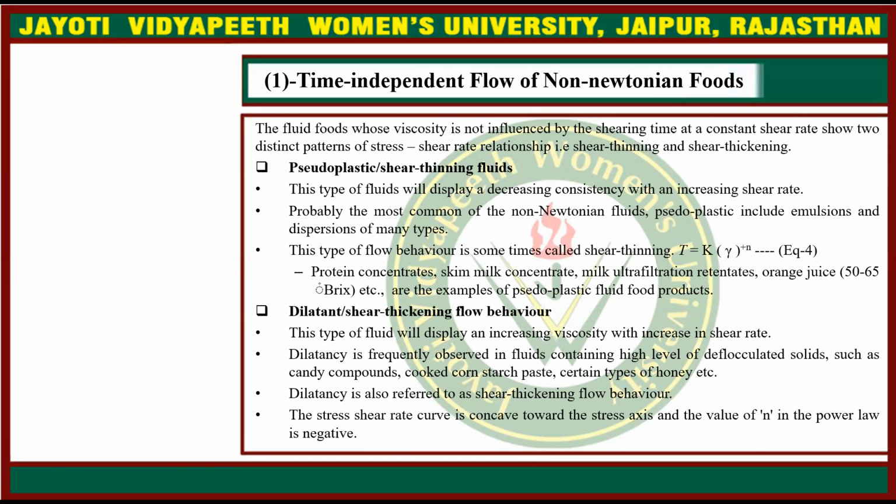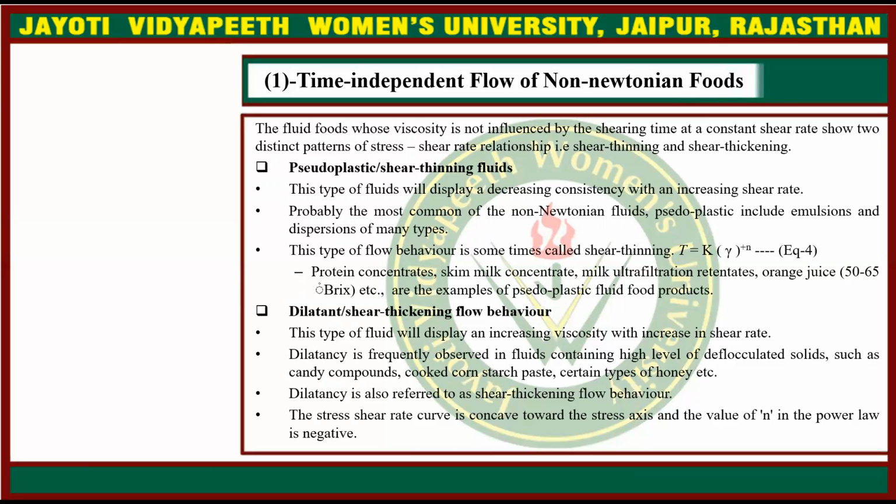Pseudoplastic shear thinning fluids: this type of fluid will display a decreasing consistency with an increasing shear rate. Probably the most common of the non-Newtonian fluids, pseudoplastics include emulsions and dispersions of many types. This type of flow behavior is sometimes called shear thinning, and protein concentrates, skim milk concentrate, milk ultrafiltration retentates, and orange juices are examples of pseudoplastic fluid food products.